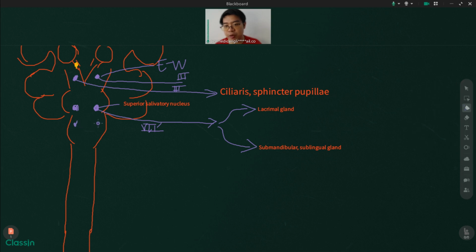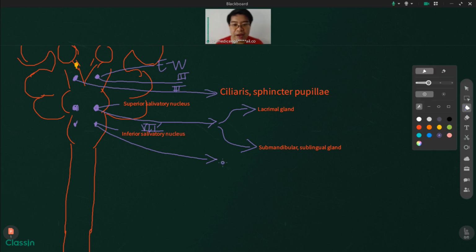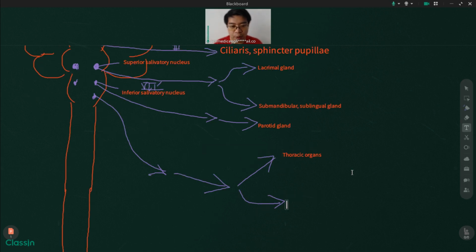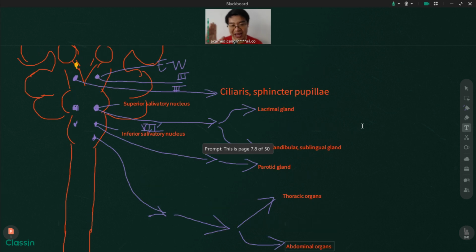Then you have 9. 9 should be right here, and the parasympathetic nucleus of 9 is also called the inferior salivatory nucleus. And so you will have fibers from there going into the parotid gland. Okay, and then finally you have 10. 10 is going to go to thoracic organs and then abdominal organs.